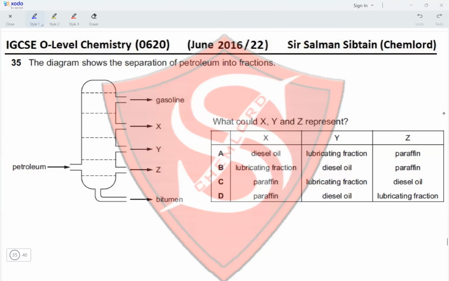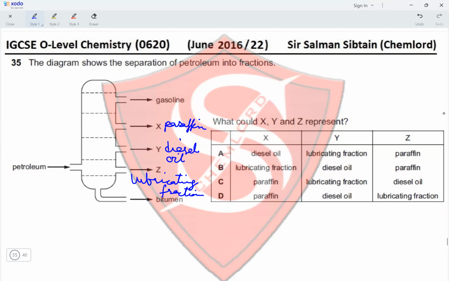The release of fractions is based on the boiling points, and the boiling point depends on the length of the carbon chain. So the one with the shortest carbon chain out of these three would be X, and the one with the longest would be Z. Paraffin is the one with the shortest carbon chain, so X should be paraffin. And the one with the longest carbon chain would be the lubricating fraction because it comes just before bitumen, which makes Y diesel oil.